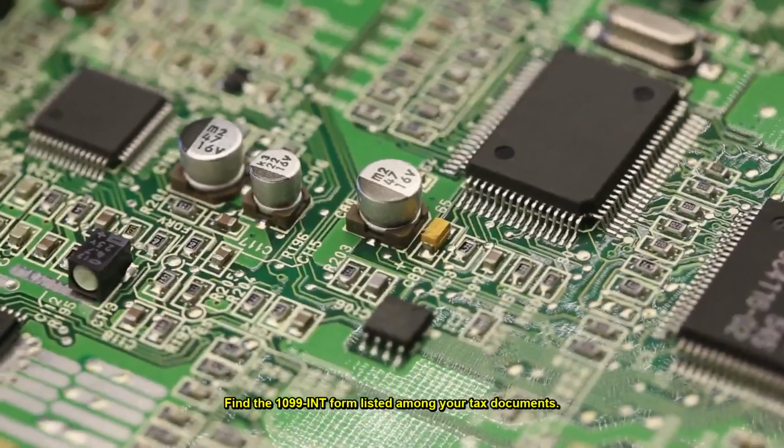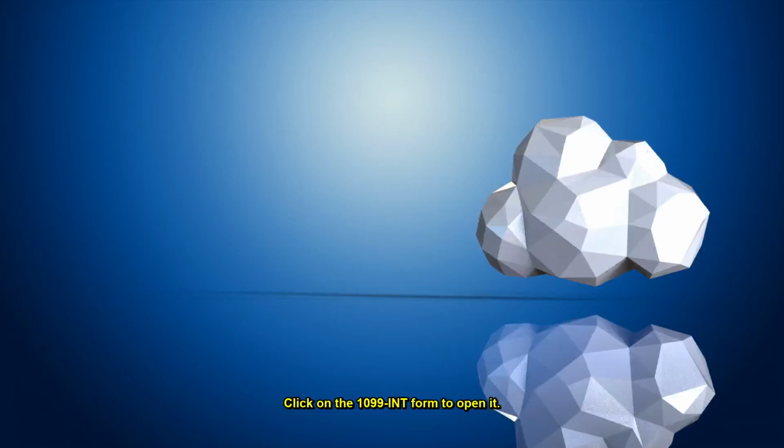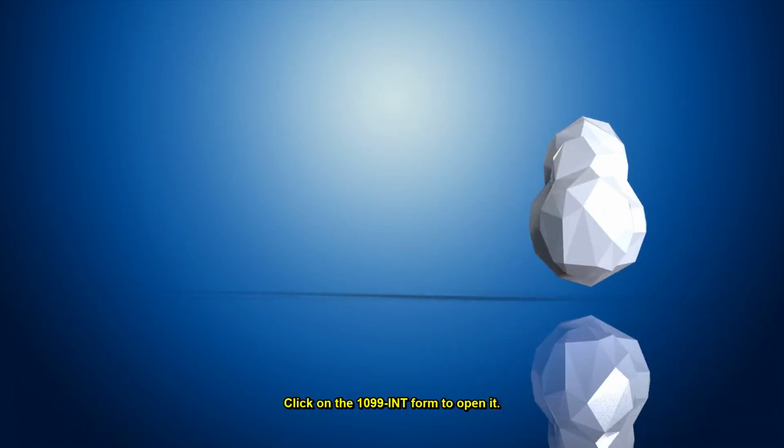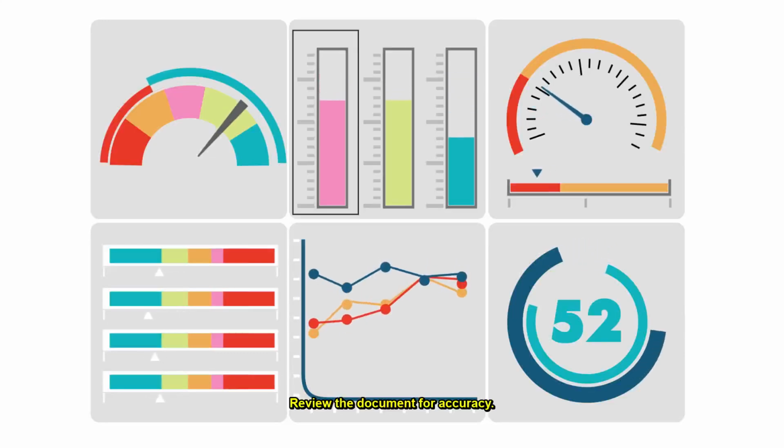Find the 1099 INT form listed among your tax documents. Click on the 1099 INT form to open it. Review the document for accuracy.